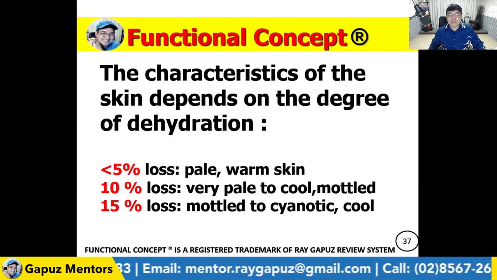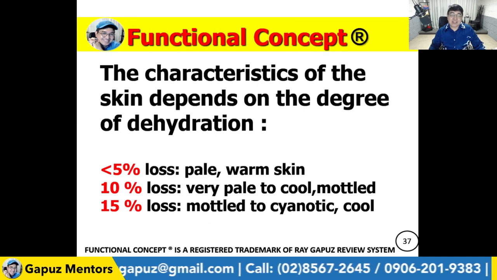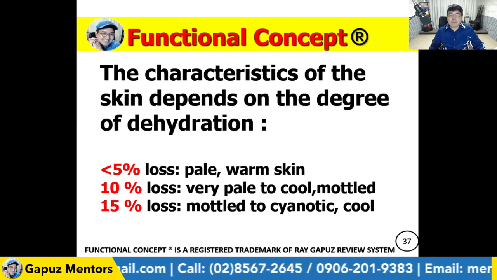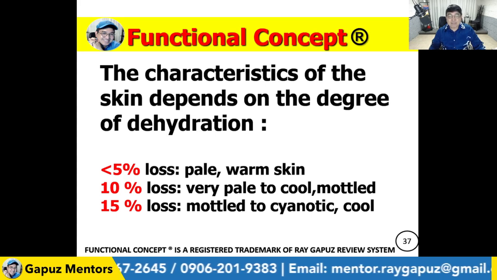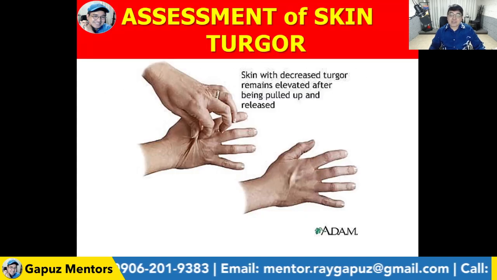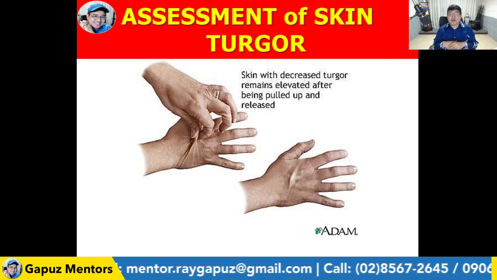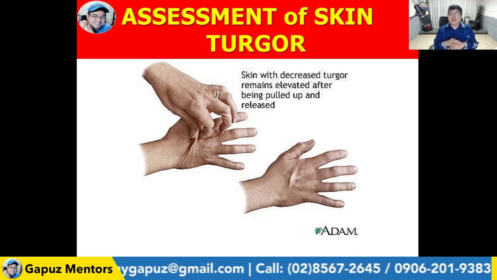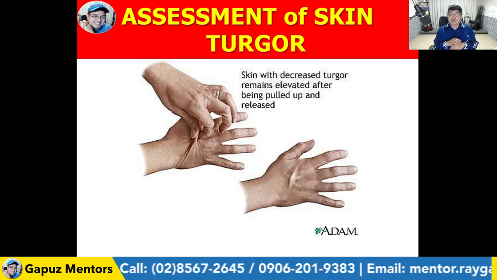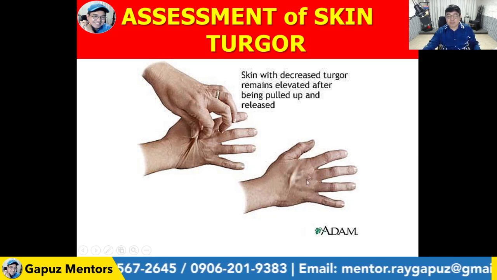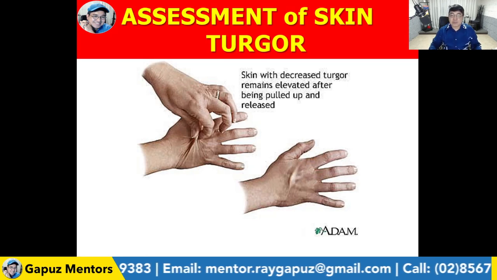Here's another functional concept. The characteristics of the skin depend on the degree of dehydration. Less than 5% loss, you have pale warm skin. 10% loss, very pale to cool or mottled skin. 15% loss, mottled to cyanotic but cool. So how do you assess skin turgor? You just have to pinch it and pay particular attention to whether it remains elevated after being pulled out and released. Which simply means there's going to be poor skin turgor if it returns to normal very, very slowly.